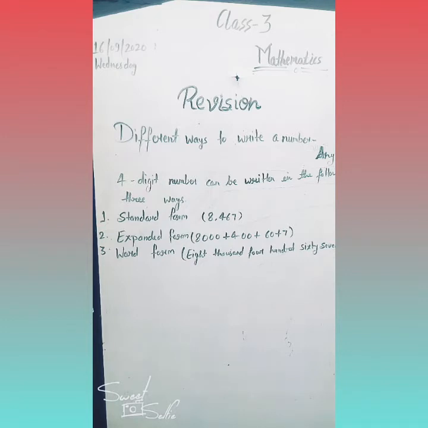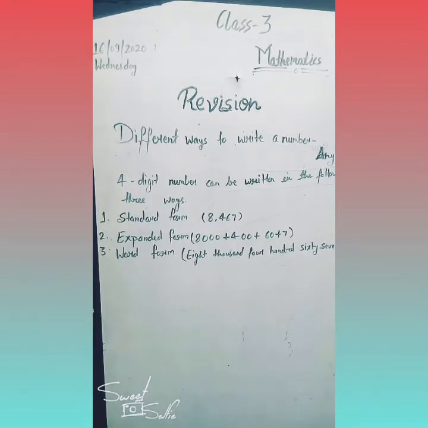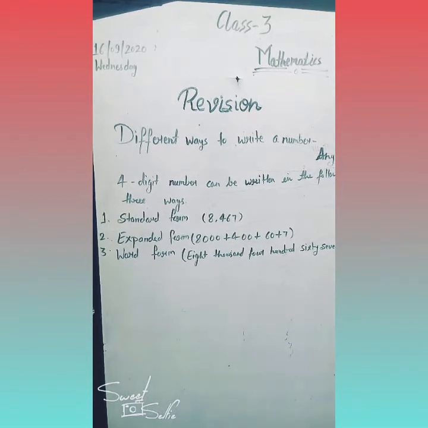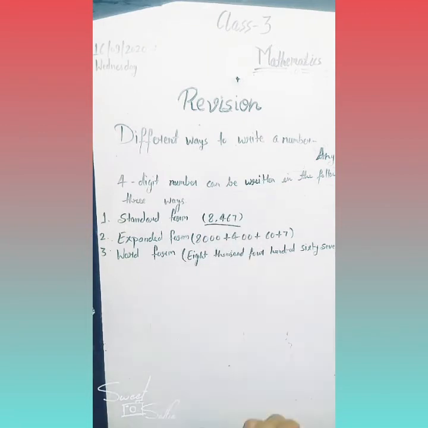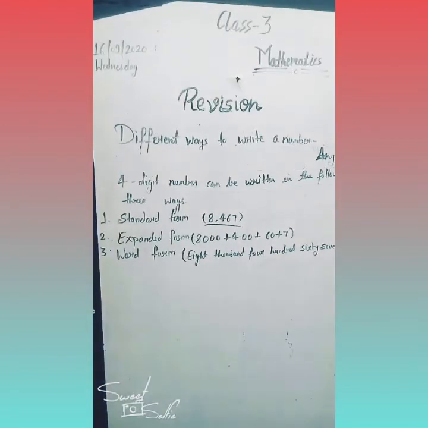And now we will see. Okay, so any 4-digit number can be written in the following 3 ways. So the names of these 3 ways: first is standard form. First is standard form. So you can see this like this. We write any number in standard form. Okay. Second one is expanded form.